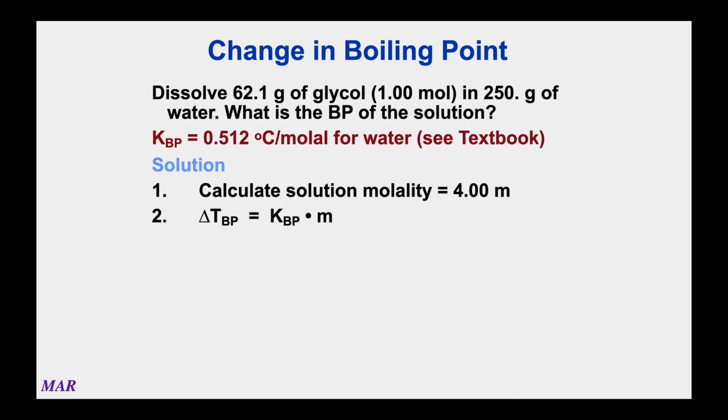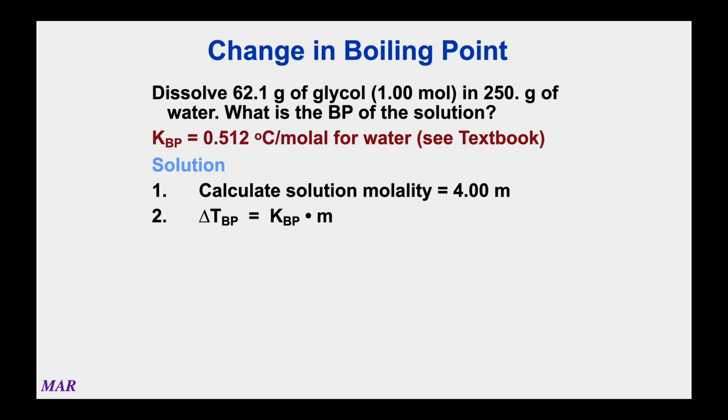Here's an example of how this works out. So let's say we have, again, 62.1 grams of the ethylene glycol, which is 1.00 moles, in 250 grams of water. And it says, what's the boiling point of the new solution? Now, water normally boils at 100. Our answer here had better be a number that's larger than 100 degrees. Now, to answer this, we're going to need the K value for water, and it's 0.512. If you look in the textbook, that's what pops up.